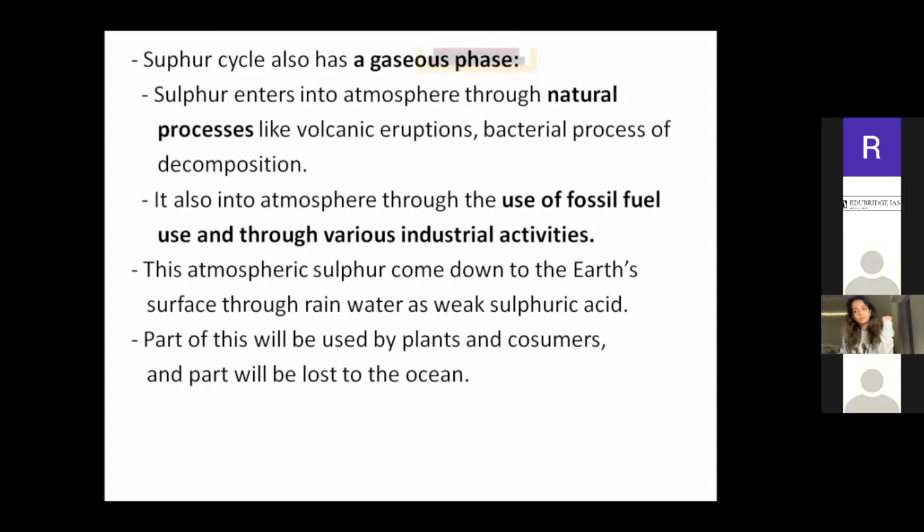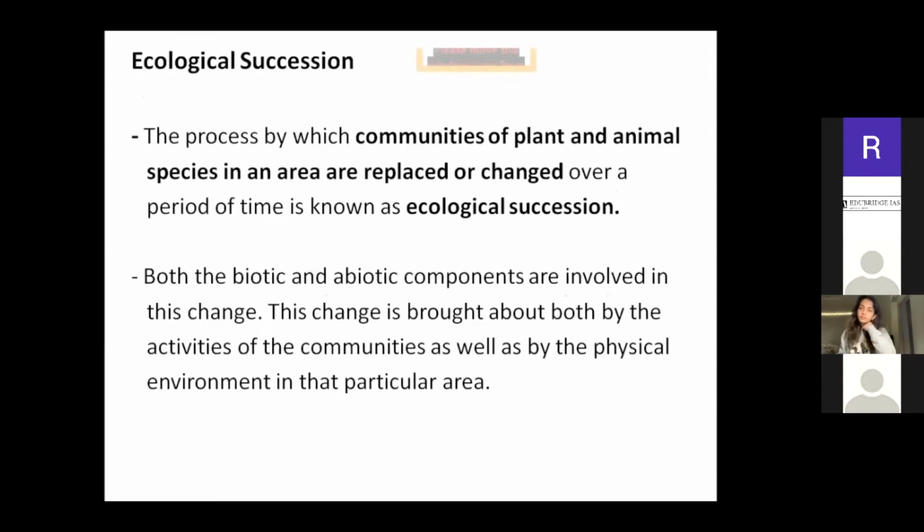Fine. Next is ecological succession. So it should be number 3. Kindly give number 3 to this ecological succession. So what is ecological succession? Ecological succession is the process by which communities of plants and animals in an area are replaced or changed over a period of time.